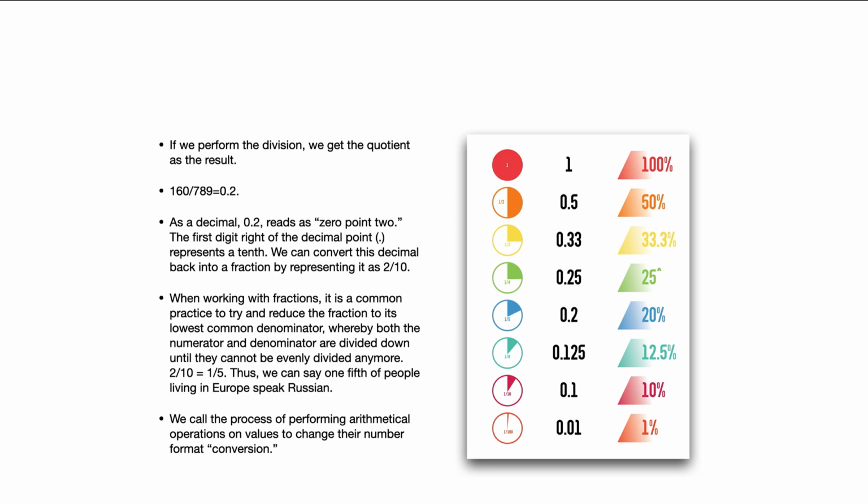fractions, it is a common practice to try and reduce the fraction to its lowest common denominator, whereby both the numerator and denominator are divided down until they cannot be evenly divided anymore. 2/10 equals 1/5. Thus, we can say 1/5 of people living in Europe speak Russian. We call the process of performing arithmetical operations on values to change their number format conversion.